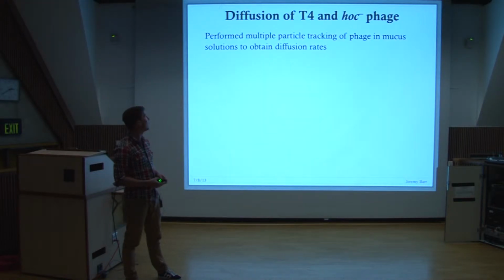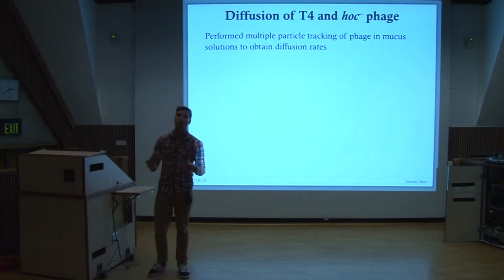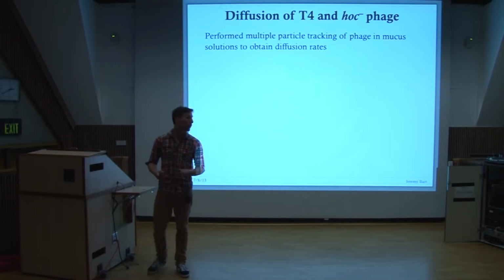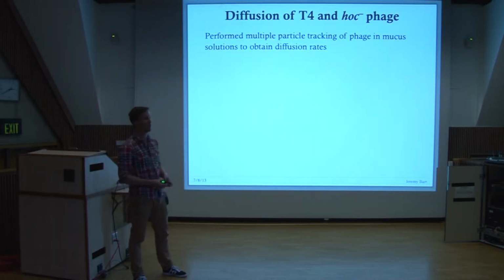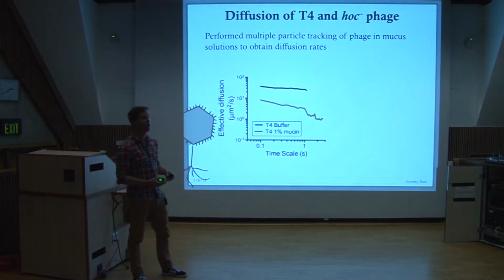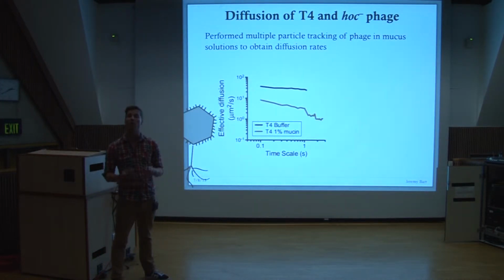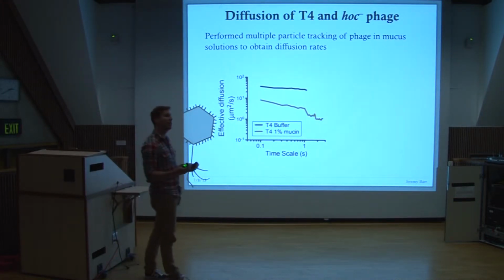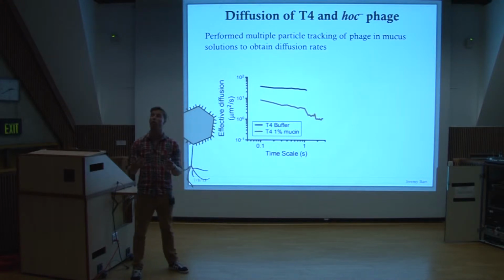So using these two phage, one of the first things we wanted to do was actually track the diffusion of both phage types in different mucus and buffer solutions. So we utilized a technique known as multiple particle tracking to do this. And basically what I'm showing you here is the effective diffusivity of these phage particles in a buffer and mucus solution. So if we look here, and this is the wild-type T4 here, if we look at the wild-type T4 in buffer, you can see that it's moving extremely rapidly, and it has this flat diffusion profile over a 1-second time frame. And so this is indicating that the phage is not being hindered or slowed in this buffer solution over time.